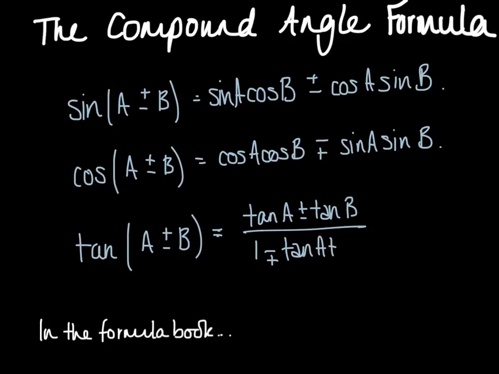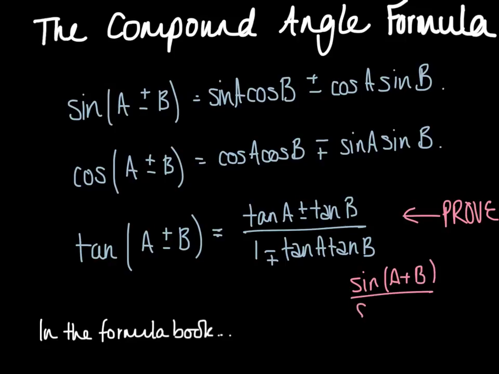Tan A, tan B. I'm going to leave you this to prove, and I will check you've done it in class. I'll give you a chance to do it in lesson. Just consider the fact that tan A plus B could be written sine A plus B over cos A plus B. Expand them both out, and then you need to do some serious cancelling, but hopefully you'll get there. Just persevere, it gets a bit messy.